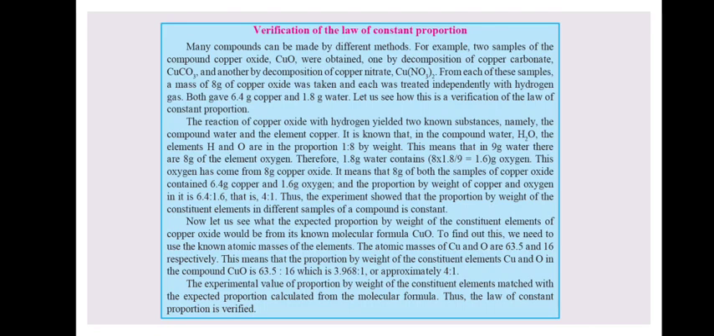Now let us see what the expected proportion by weight of the constituent elements of copper oxide would be from its known molecular formula. We know the molecular formula, right? That is copper oxide. So we know the atomic masses. Copper is 63.5 and oxygen is 16. This means 63.5 is to 16. Correct? So that will be approximately, if you divide, 3.968 is to 1. And that is approximately 4 is to 1. That is why the law of constant proportion is verified.